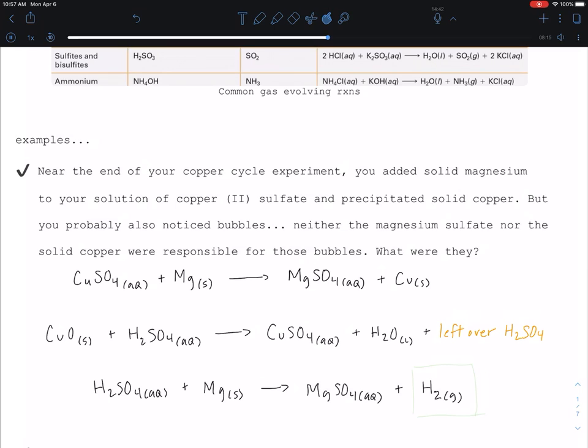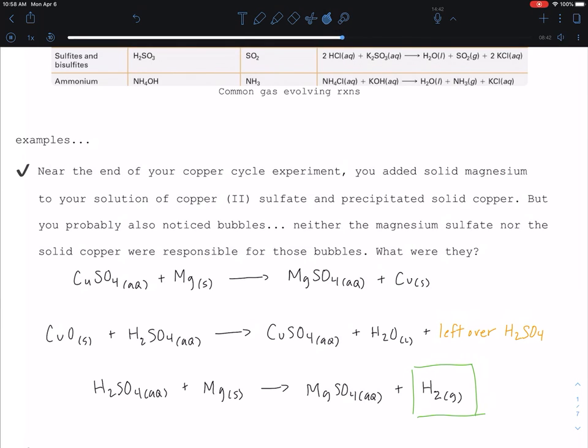So this right here would have been the gas. It's a byproduct, right? It's not what you were aiming for, but you had leftover acid in the flask. And so it reacted with the metal to give you hydrogen gas. Okay. So that's one example of a gas evolving reaction that kind of didn't happen on purpose, but you never know. Sometimes byproducts happen.